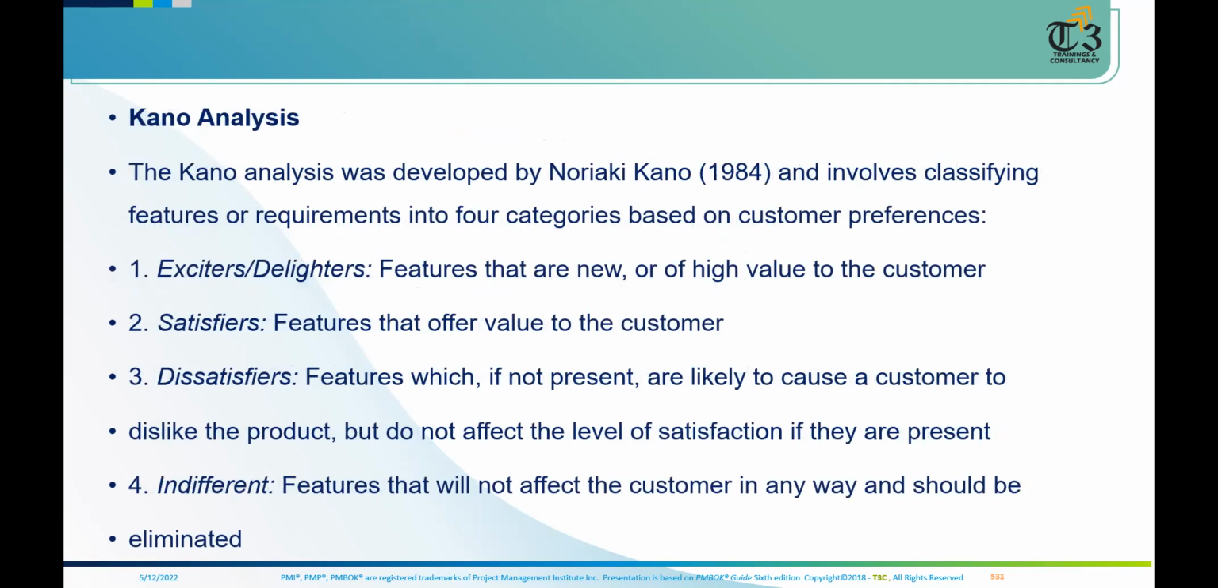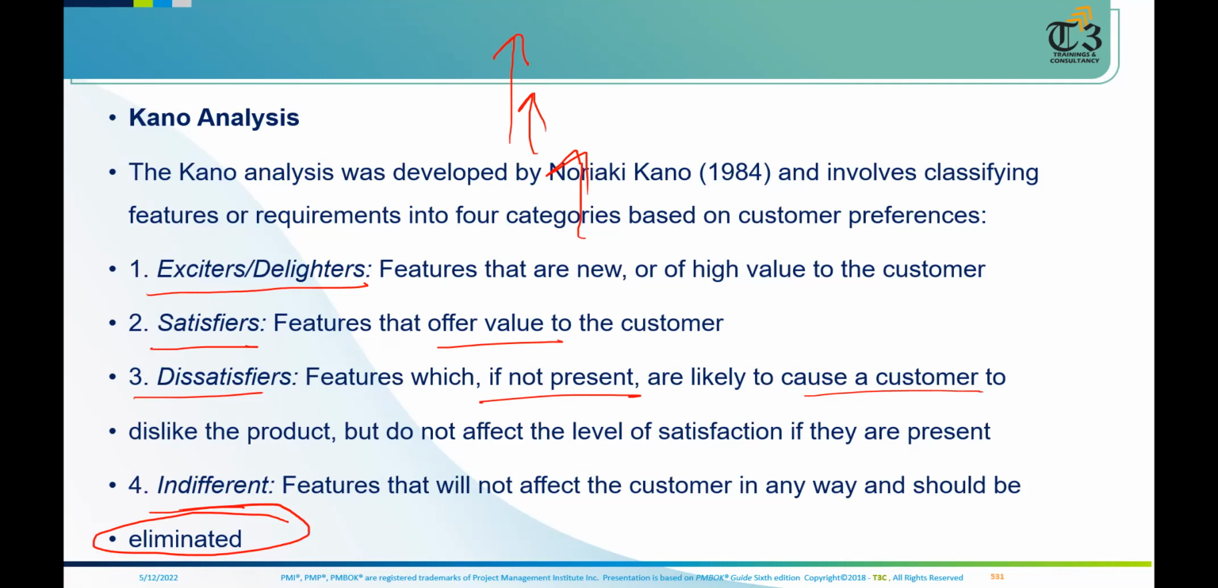We can also use another model called the Kano model, which says the features which excite the customer should be on the top. Then satisfiers, which add value to the customer, should be second. Dissatisfiers, which if not present will make the customer angry. So you can arrange the product backlog as per this. Indifferent features don't add any value and should be eliminated. So this is Kano analysis: exciters, delighters, satisfiers, dissatisfiers, and indifferent. In the exam, these 2 questions will always be there, so be ready for them. This is used for the prioritization of requirements.